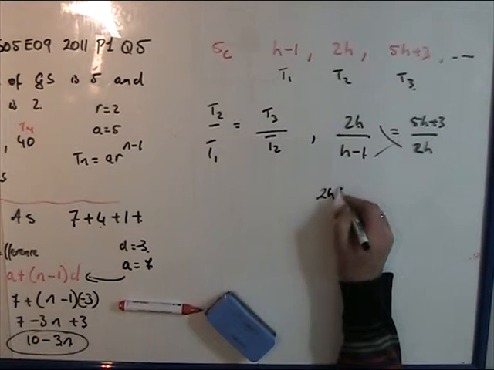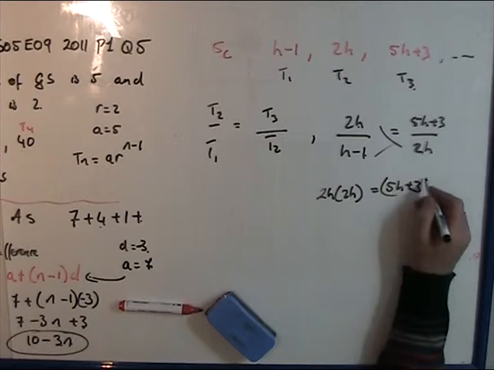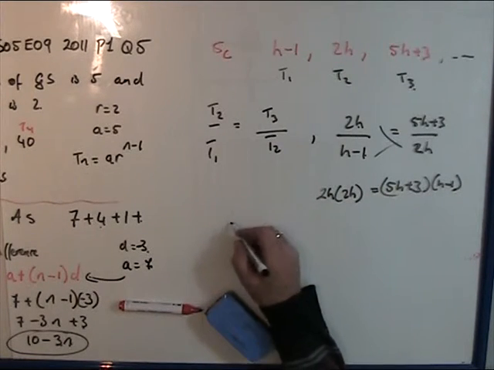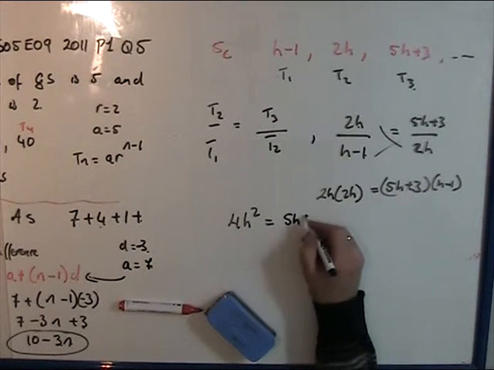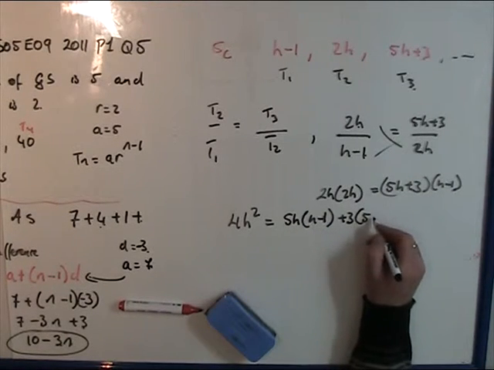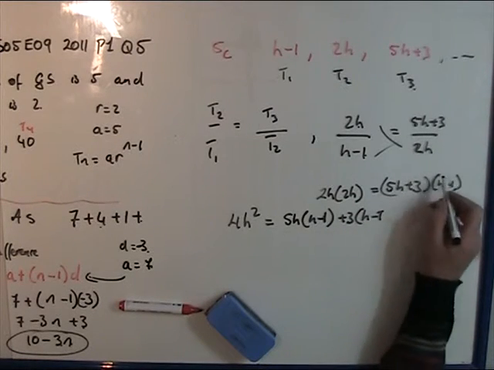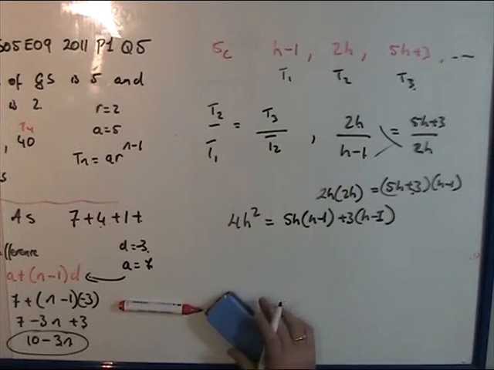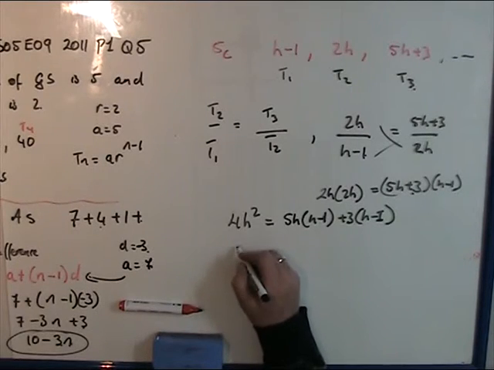So this is 2h by 2h is equal to 5h plus 3 by h minus 1. And then I multiply them out. 2h by 2h is 4h squared is equal to 5h by h minus 1 plus 3 by h minus 1. So I'm multiplying that by all of that and that by all of that. Right, that looks okay.